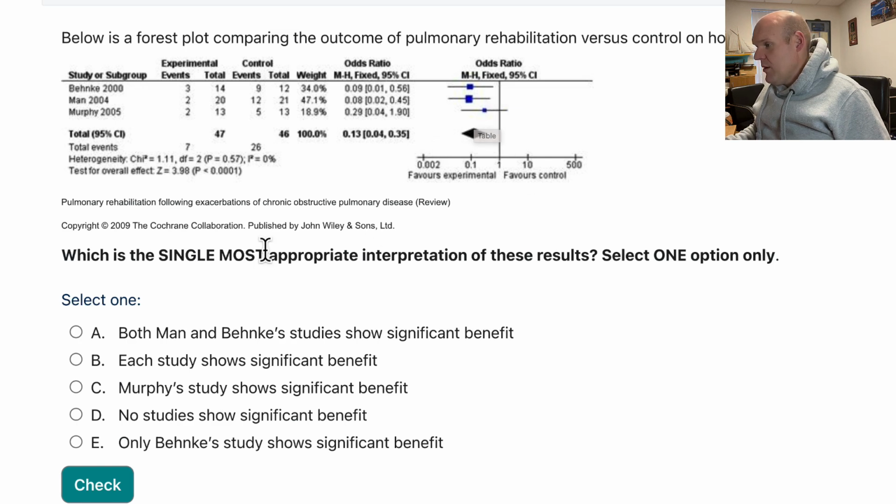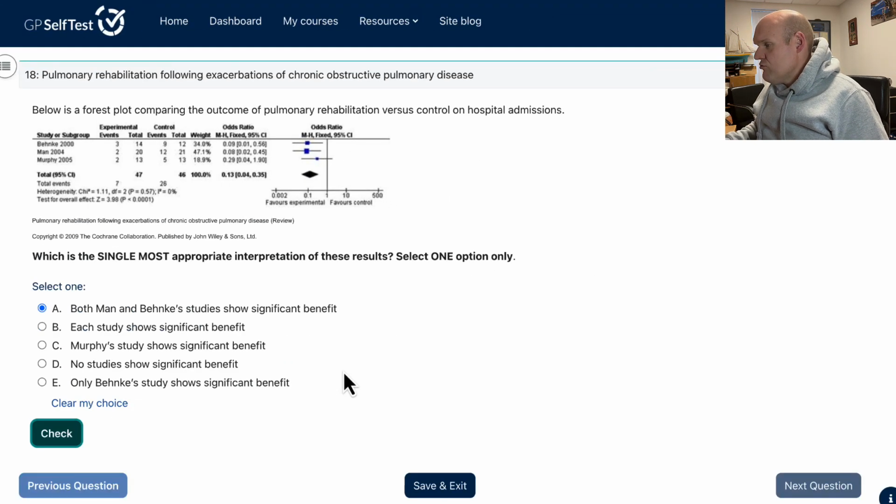So let's talk about this. Which single and most appropriate interpretation is correct? Both Mann and Benkel studies show significant benefit. That's wrong. Each study shows significant benefit. Wrong, we've already talked through this. Murphy's study shows significant benefit. No, it does not. No study shows significant benefit. We know by the diamond that is not true. Only Benkel's study shows significant benefit. So I should have just stopped at the beginning. Let's zoom out again and see if I got it right.